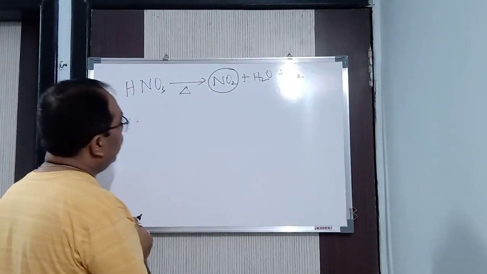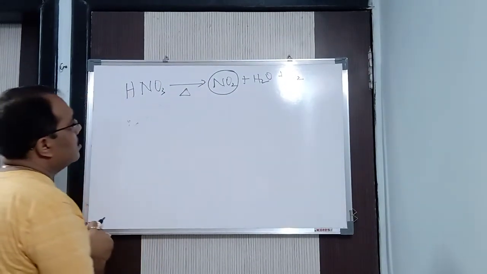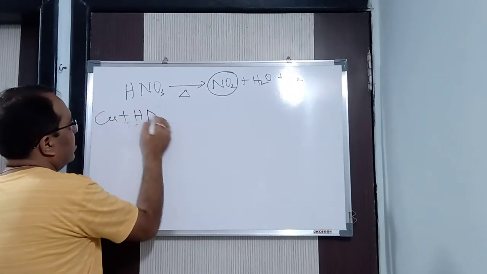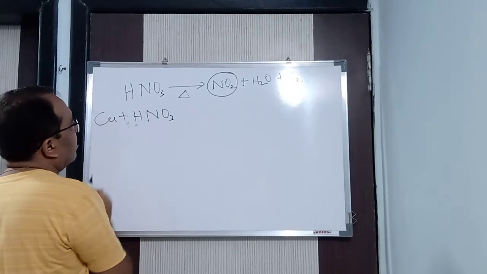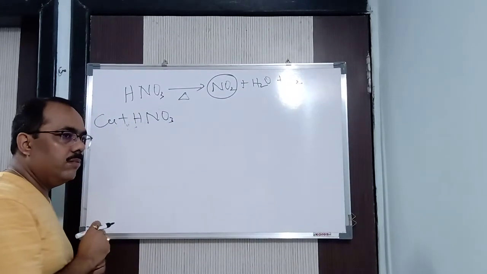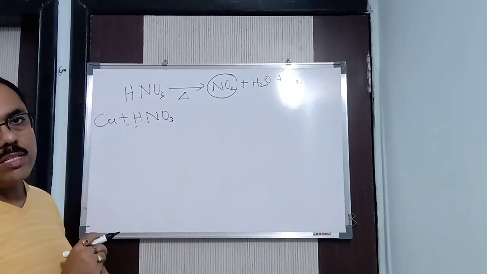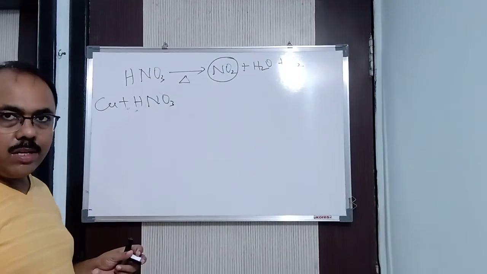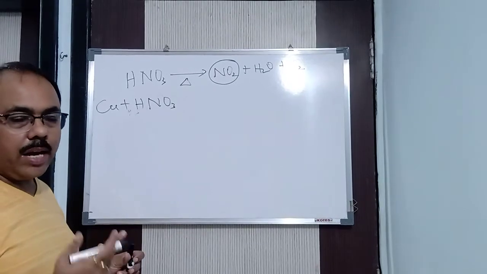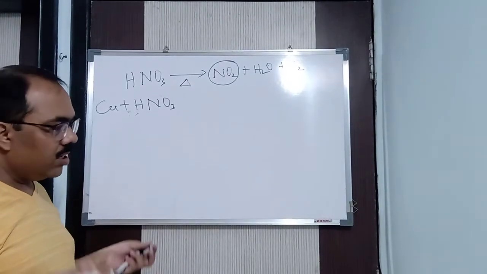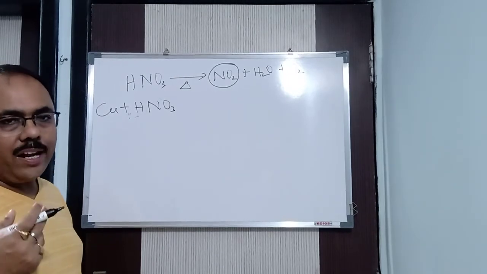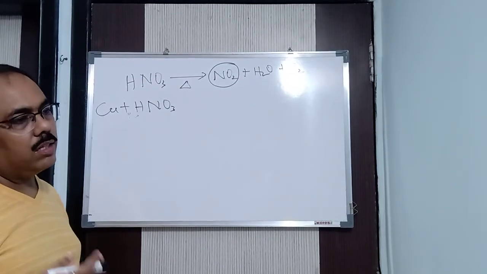Next, if you take copper, you have studied this reaction in the chapter: when copper reacts with nitric acid, it gives copper nitrate plus water plus nitrogen dioxide gas. Copper is being oxidized here, so nitric acid acts as an oxidizing agent. Most importantly, you get copper nitrate, which is blue in color, and nitrogen dioxide gas is evolved, which is reddish brown.